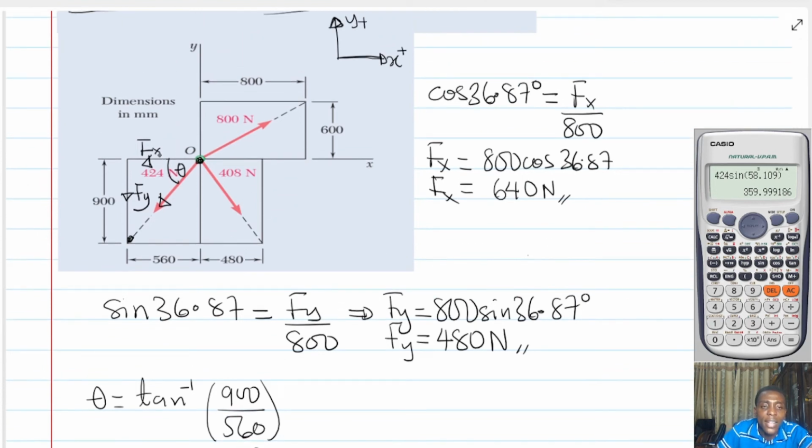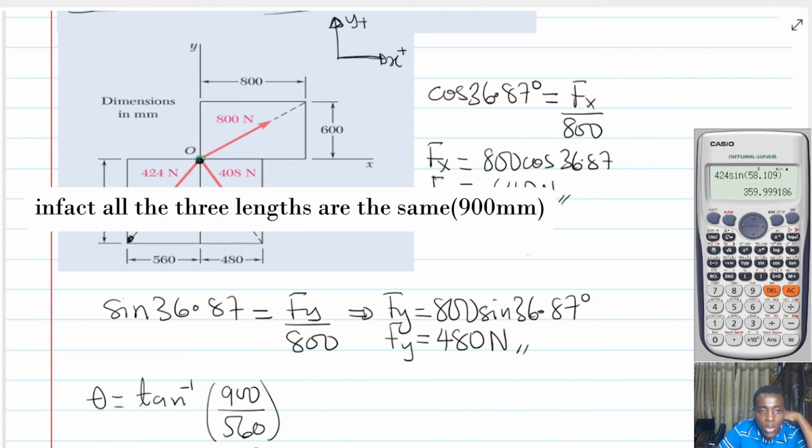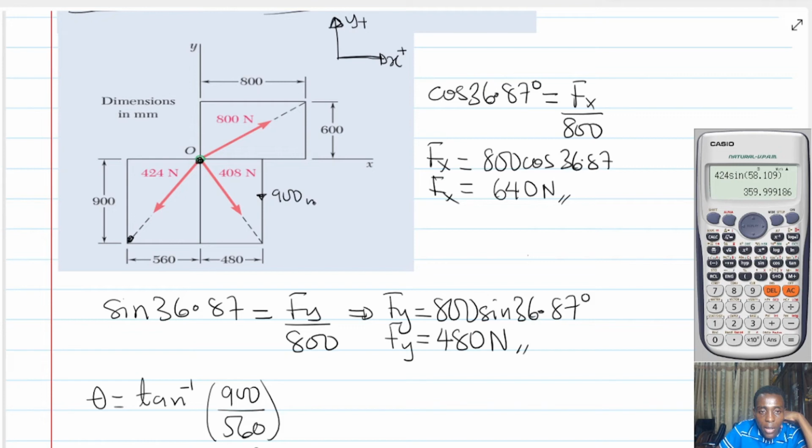Finally, let's look at this gentleman here, the 408 newton force. Alright, so the same preamble, the same principle. Don't forget that this side is also going to be 900 millimeters. Okay, so since this is 900, this is also going to be 900. So let's say the angle is somewhere, let's say here. You can either do it here or there, it's the same thing, but you have to be careful about the trigonometric ratios to use.